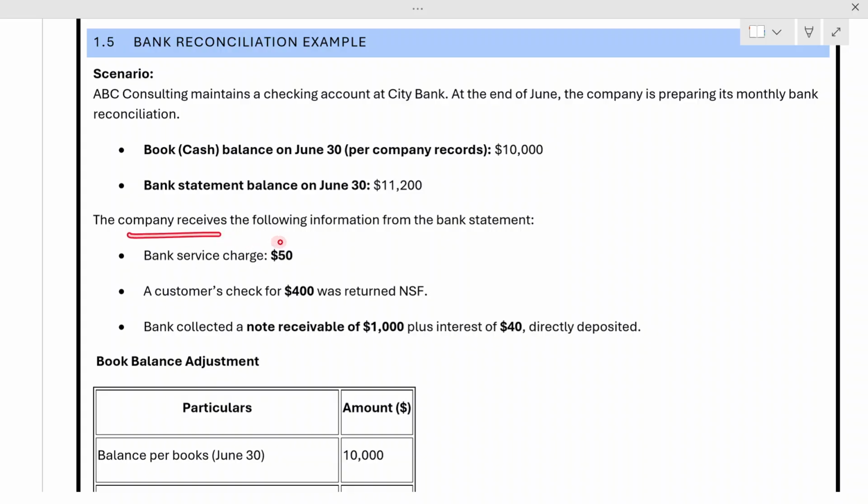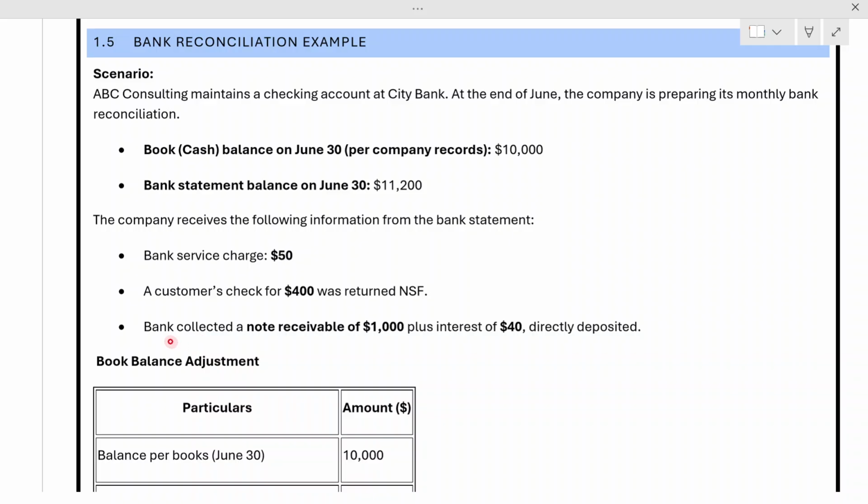Now the company receives the following information from the bank statement. The company sees that the bank has levied charges of $50. Now that is not recorded in the company's books of accounts. Also, a customer's check for $400 was returned NSF. NSF is non-sufficient funds. So basically, a customer has given you a check and you deposited that check. After depositing, there were non-sufficient funds, so that got dishonored or bounced, I can say.